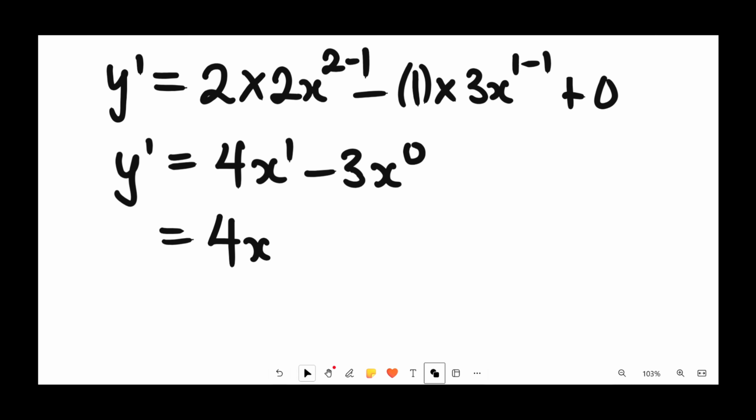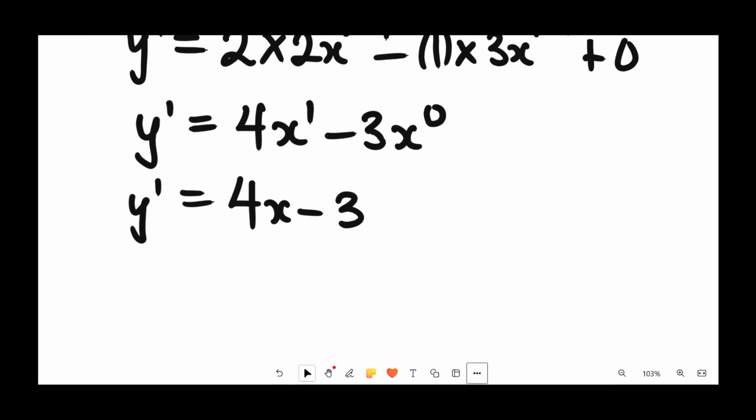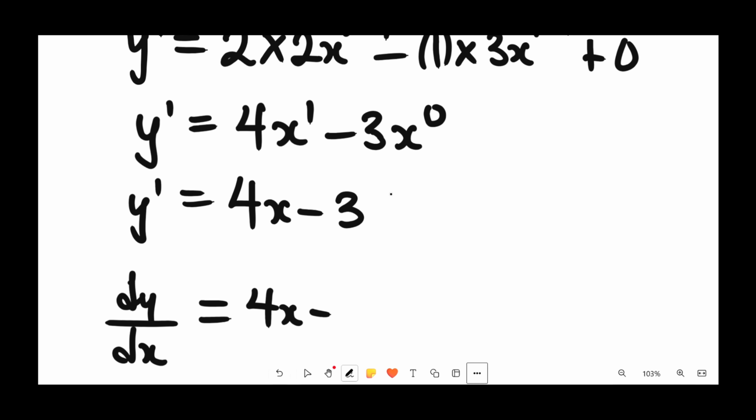Then we have minus 3 multiply x exponent 0. You know that any number raised to the power 0 except 0 is equal to 1. So x exponent 0 is equal to 1, provided x is not equal to 0. Then that one multiplies the negative 3, and that will give us negative 3. Therefore, we conclude that our dy dx will be equal to 4x minus 3.